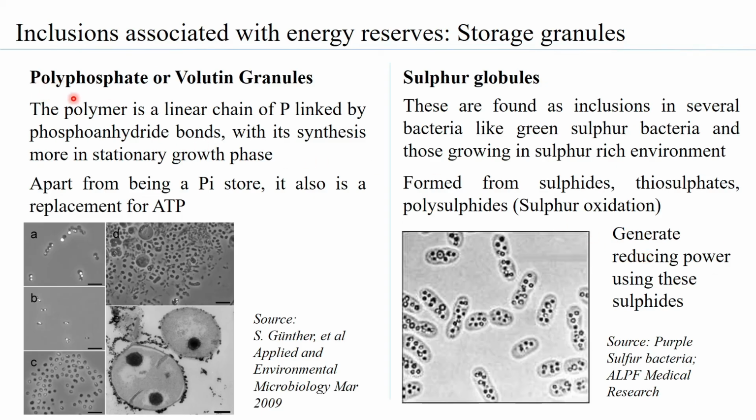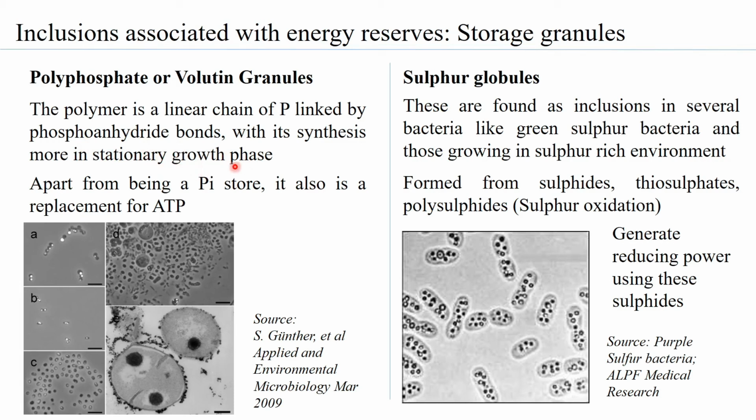One also has what is called as polyphosphate or volutin granules. These are also called as metachromatic granules based on metachromatic staining. The process that is used to stain these volutin granules gives it the name metachromatic granules. The polymer, interestingly, is a linear chain of inorganic phosphate, and these inorganic phosphates are linked to each other by phosphoanhydride bonds. And it is synthesized more again in the stationary growth phase.